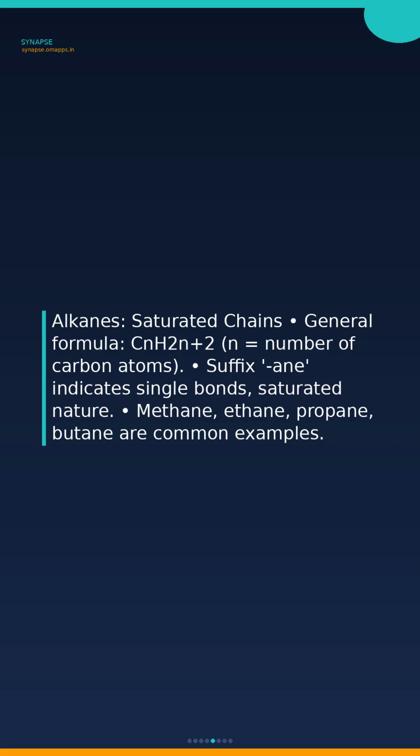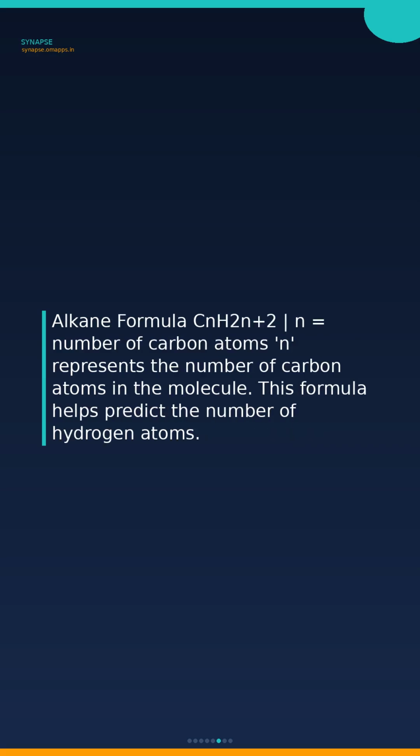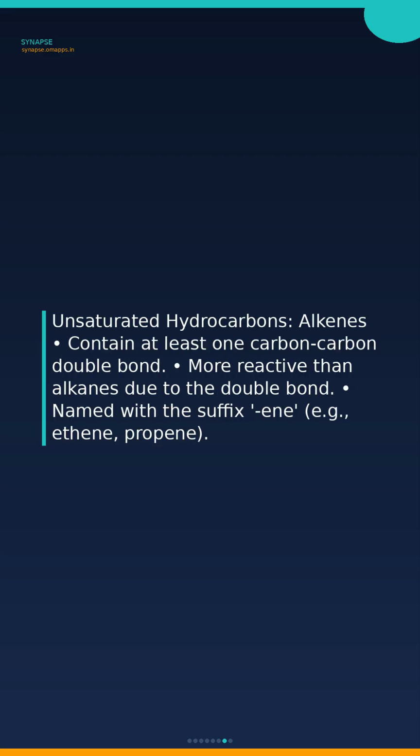Here is an example to solve. Q. A hydrocarbon contains 80% carbon and 20% hydrogen. Its relative molecular mass is 30. Find its molecular formula. Step 1. Calculate the empirical formula, CH3. Step 2. Calculate the empirical formula mass, 15. Step 3. Divide the molecular mass by the empirical formula mass, 30 divided by 15 equals 2. Step 4. Multiply the empirical formula by 2. The molecular formula is C2H6.